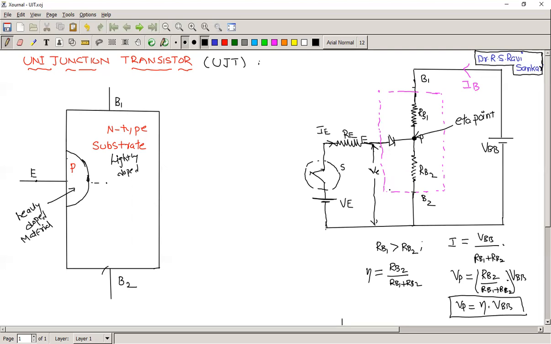Now come to the point. If this voltage is more than this voltage, what happens? Now the diode is forward biased. Once the diode is forward biased, the source is injecting a current into the lower base region.